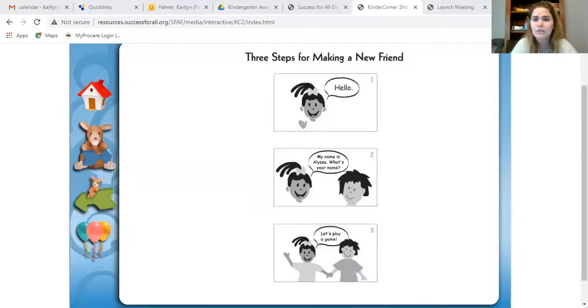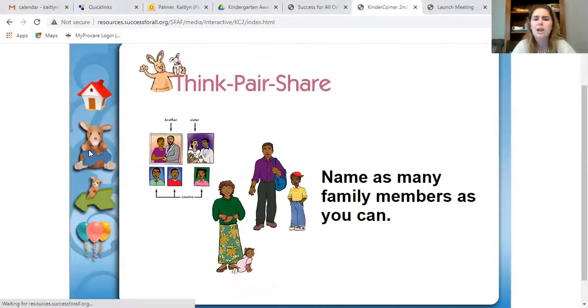We move on from greeting and meeting new friends to talking about our families. This week we're learning about families, and we learned about family members. We learned maybe families look different than others, which is okay. So today, I want you to count how many people are in your family. Can you count how many people are in your family?